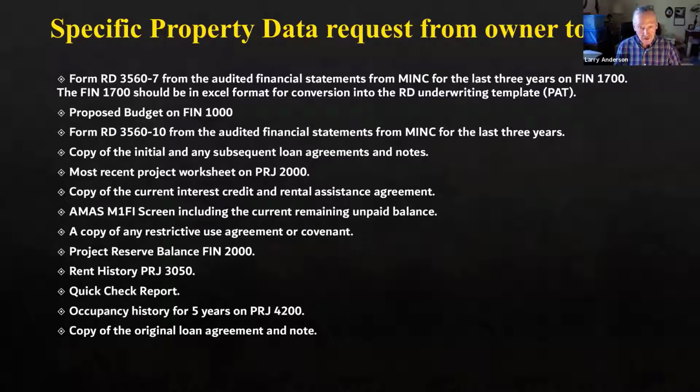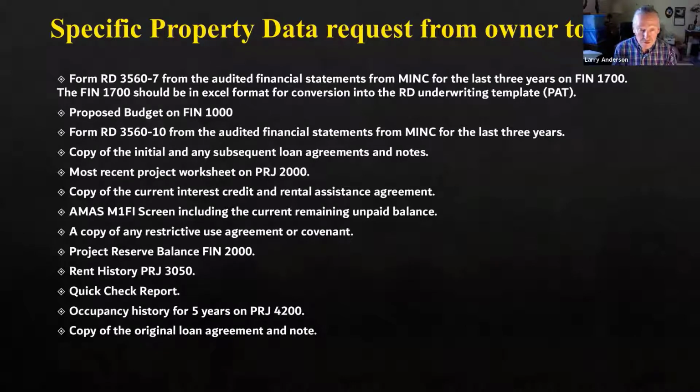Then you want to get the absolute most updated information directly from RD's accounting system. They call it AMAS, A-M-A-S, and you ask for the M1FI screen, and it'll give you the current remaining unpaid balance. It'll also show if it's ahead or behind. It'll show you what the tax credit or the interest credit reduced payment is, and it has all the loan history on it. So it's very valuable. You want to see the M1FI.